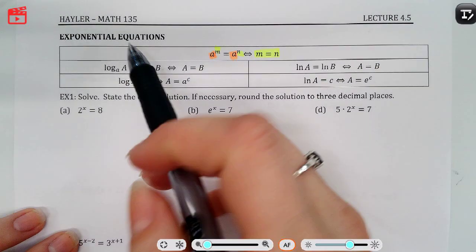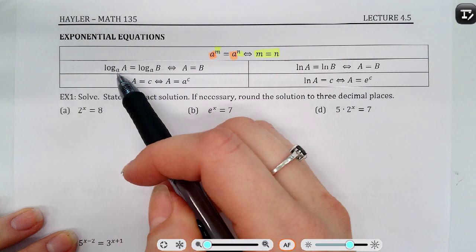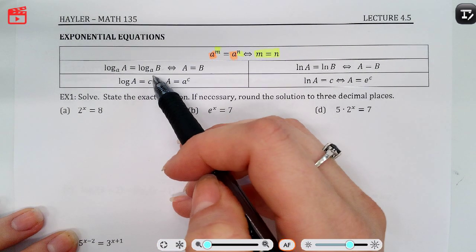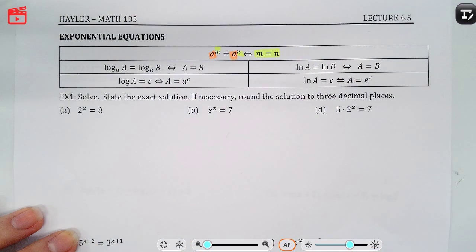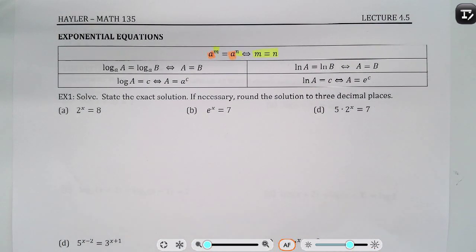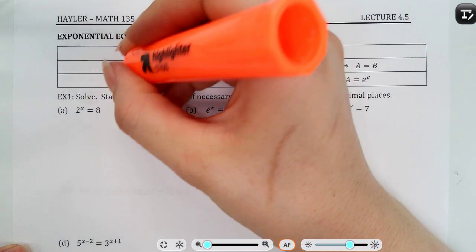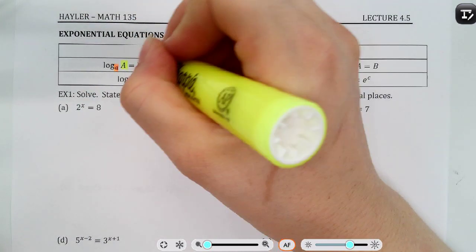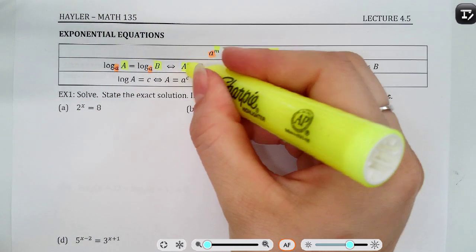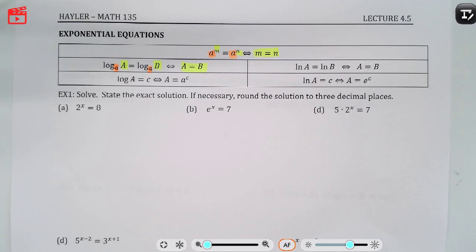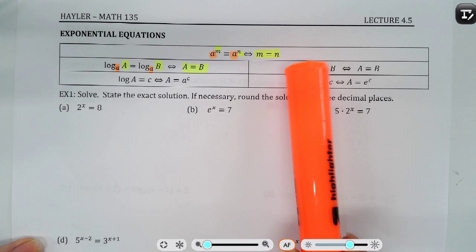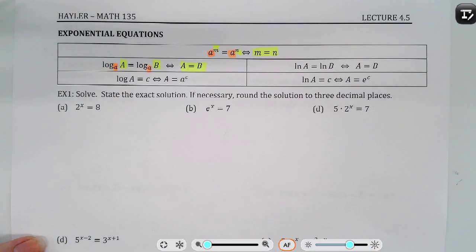All right, another thing that we have is, if we have log base a of capital A equal to log base a of capital B, then we can assume that A must equal B. So it's a similar idea here. As long as the base of your logarithms are the same, we can assume that the arguments of our logarithm are therefore equal as well. And that also goes with natural logs. Same idea, the base is the same, so you equate the arguments.